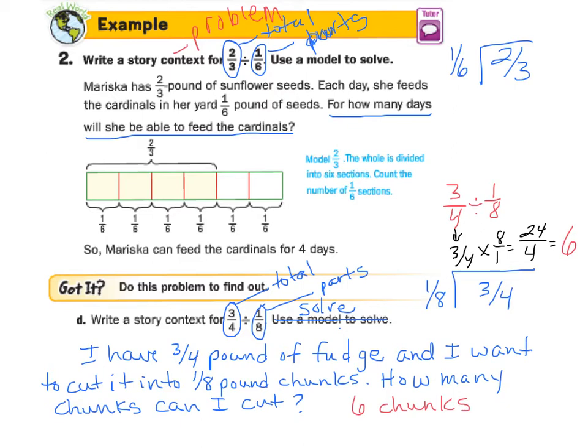So tonight on your homework, I don't expect you to use this model here at all. I would just say solve it using your fractions, your keep, change, flip. But I don't want you to wimp out and not write a story problem. Use these two problems to help you write one.